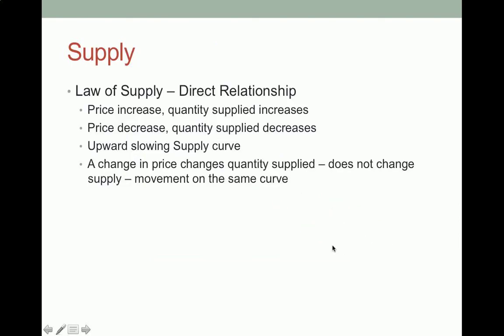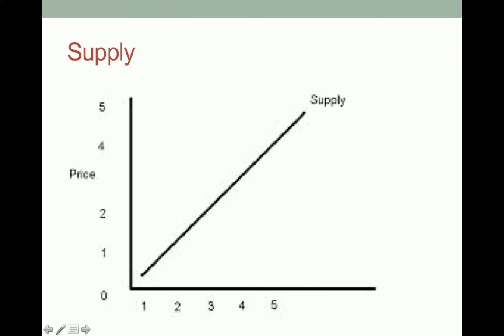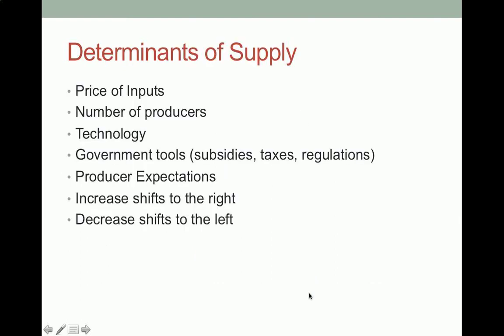So, supply. The law of supply: there's a direct relationship between price and quantity. Price goes up, quantity goes up, and vice versa. That's why we have the upward sloping supply curve. A change in price changes quantity supplied, it does not change supply, so we're going to move along the same curve. If we change the price from $2 and a quantity of 3, and then increase the price up to $5, we could have a quantity supplied of 6 or 7. Moving along the same curve, we have not changed supply.